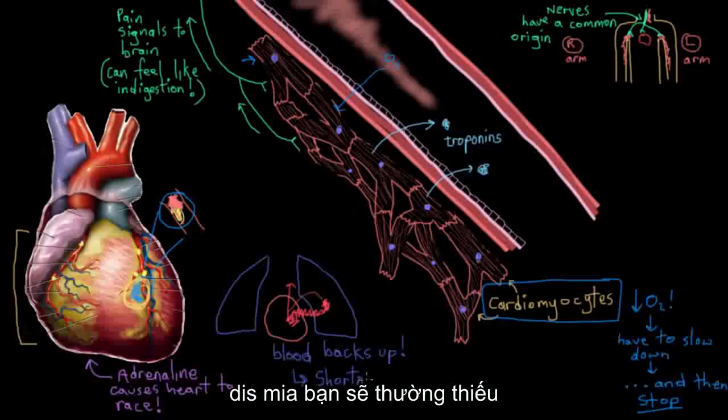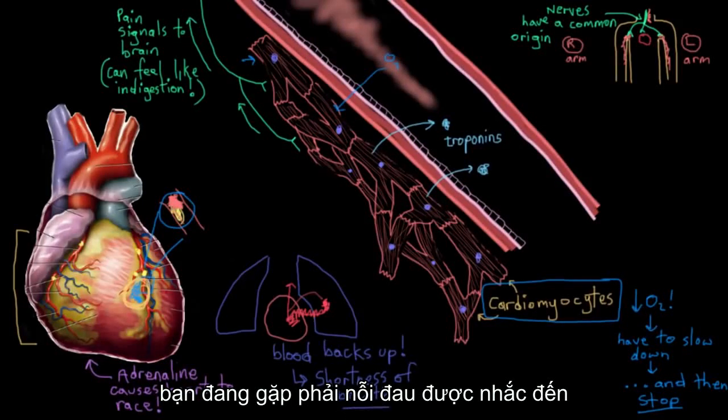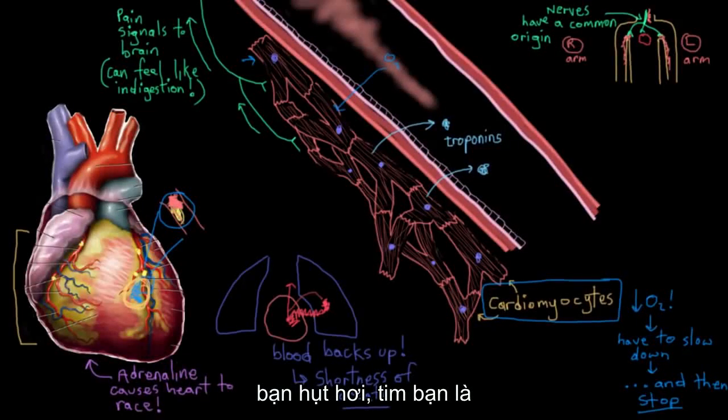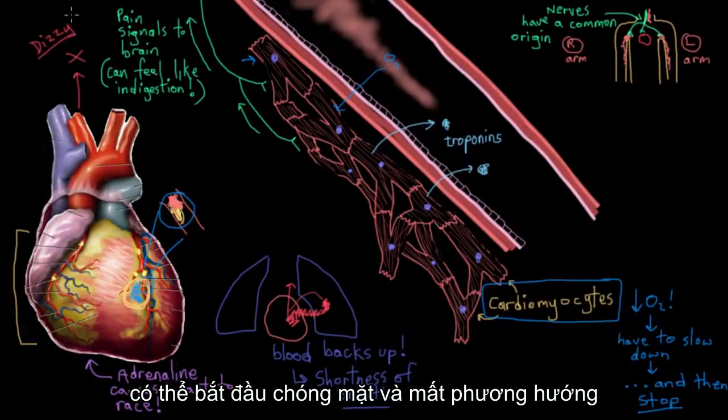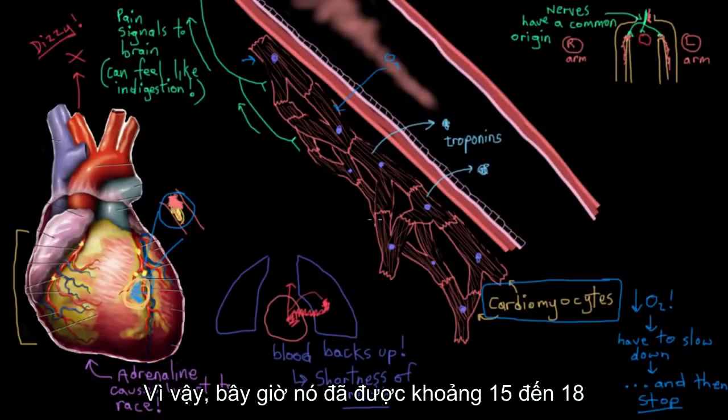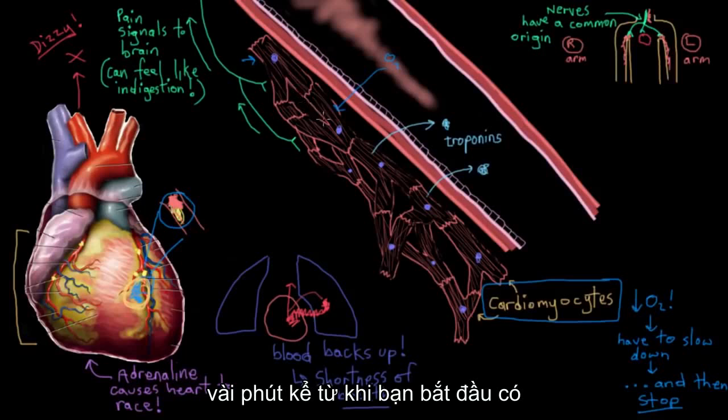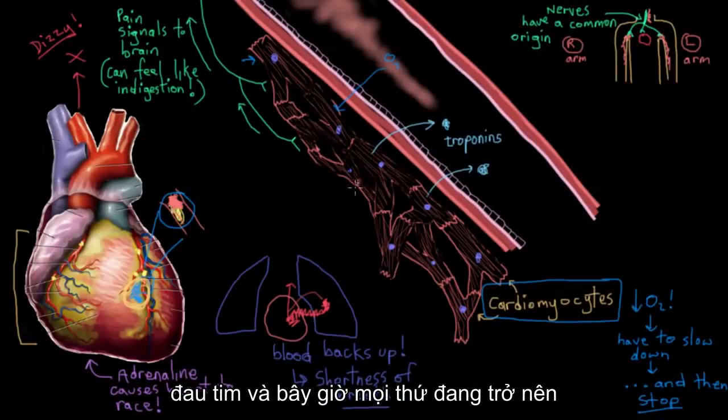So you'll often get dyspnea, you'll often get shortness of breath when you're having a heart attack. So you've had your referred pain, you're getting your shortness of breath, your heart is racing. Well, because your heart is not pumping efficiently, not enough blood might be getting to your brain, so you could start to get dizzy and disoriented. So by now it's been about 15 to 18 minutes since you started having your heart attack, and now things are getting really, really bad.